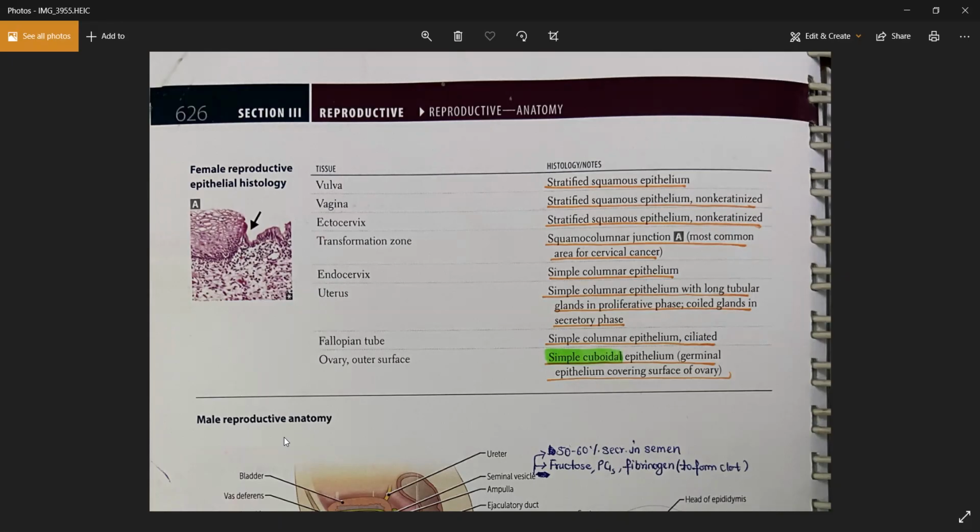Fragile tissue. Yeah, gross. On the gross examination, what will you find on the cancer? How does this cancer look?